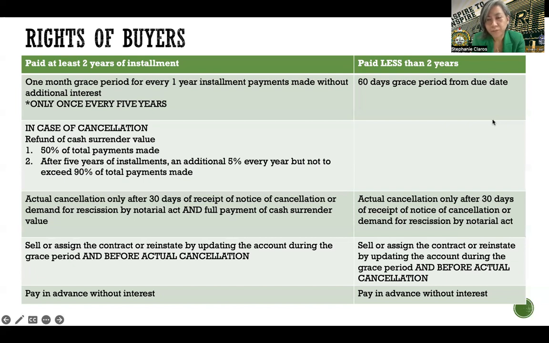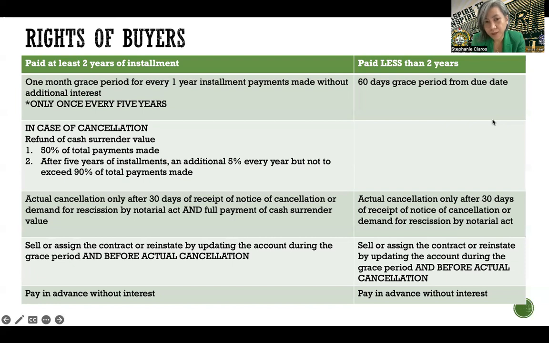The buyer also has the following rights in case there is cancellation of the contract. So there is a refund of the cash surrender value. And the cash surrender value is composed of 50% of the total payments made. And after 5 years of installments, an additional 5% every year, but not to exceed 90% of total payments made. So the 10% of the payments made will be forfeited to the seller for use of the property while the contract was in existence.